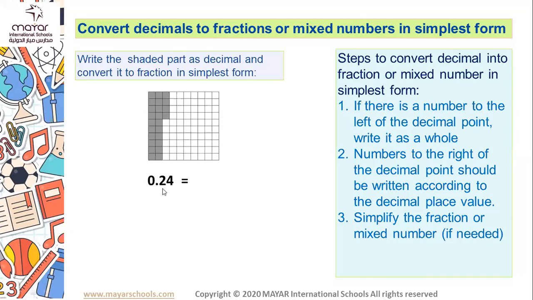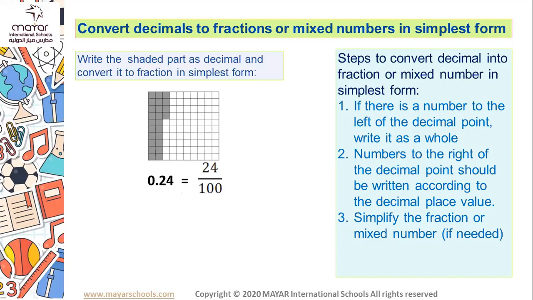Now, Dana, if we want to write 24 hundredths as a fraction, how do we write it? The first step is 24 over 100. Yes. Why over 100, Dana? Because we have two digits. 1, 2. Can you see that? So it's 24 out of 100.